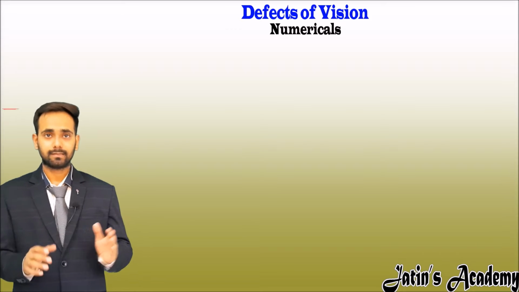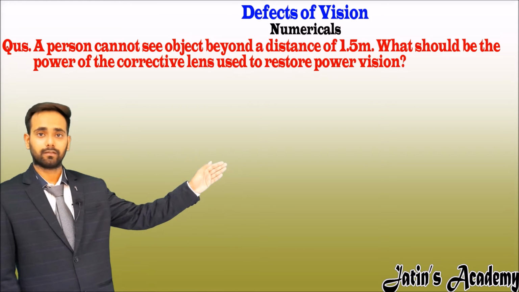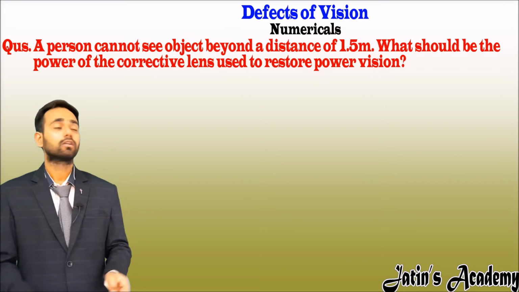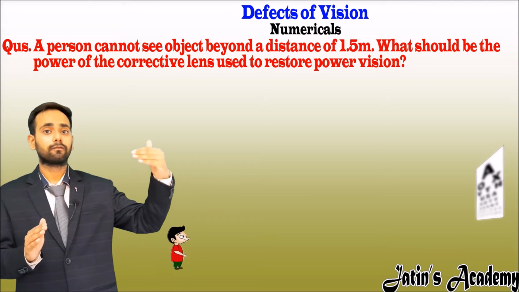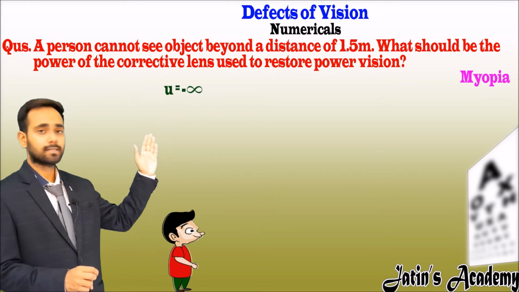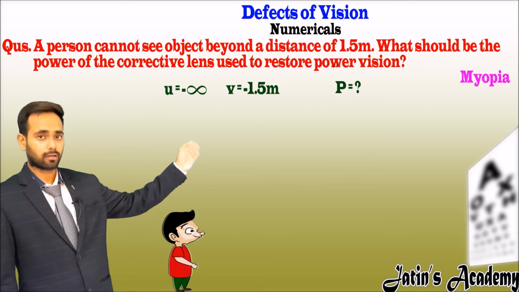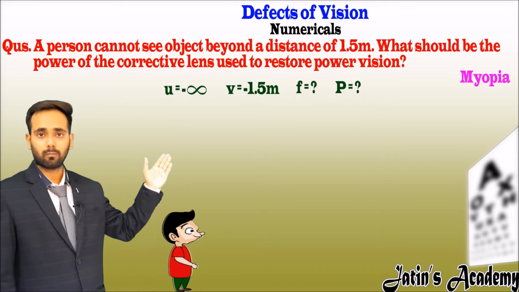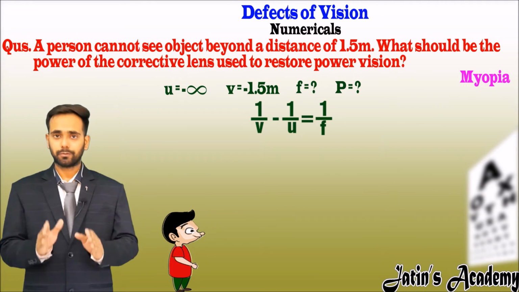Our first numerical is: when a person cannot see the object beyond 1.5 meter, then what should be the lens used in order to correct his vision? So let's see what is given here. The person is not able to see the object beyond 1.5 meter, it means this person is suffering from myopia. So here u is minus infinity, v is minus 1.5 meter, and the focal length we have to calculate in order to calculate the power. So apply the lens formula, 1 upon v minus 1 upon u equals 1 upon f. Put the values of v and u in the equation.